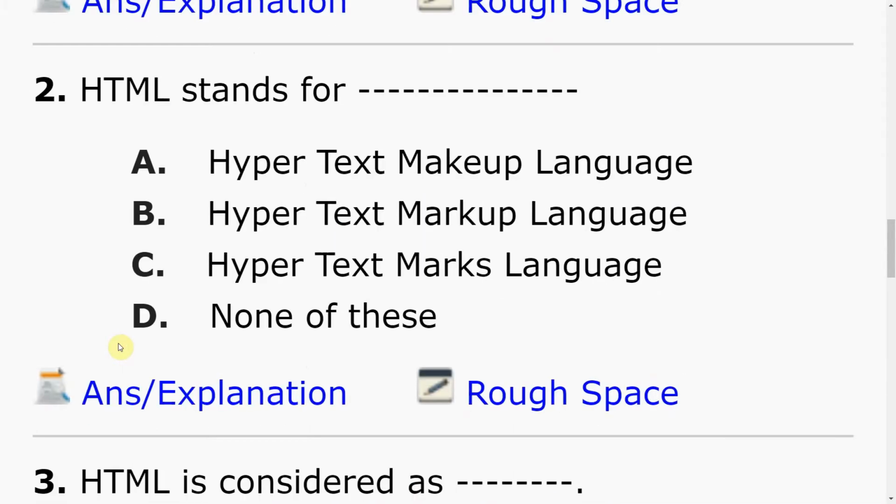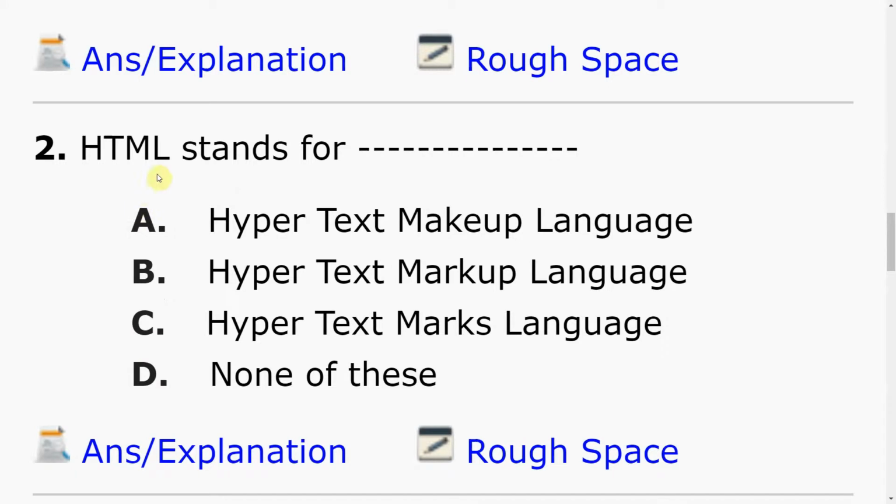Second question. HTML stands for Option A Hypertext Markup Language, B Hypertext Markup Language, C Hypertext Marks Language, and D none of these. And the correct answer is B Hypertext Markup Language.